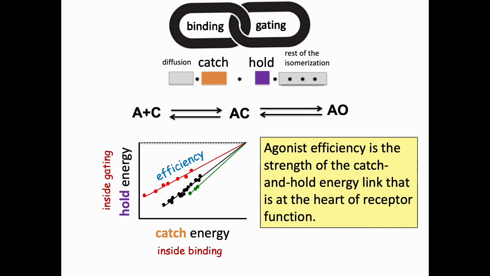So agonist efficiency is the strength of the catch and hold energy link that is at the heart of receptor function. Insofar as binding is converted to gating, chemical energy converted to mechanical energy, that is the heart of how ligands activate receptors. And the slope of this line, which is efficiency, is at the heart of that. It illuminates the heart of the drug-induced activation of receptors.